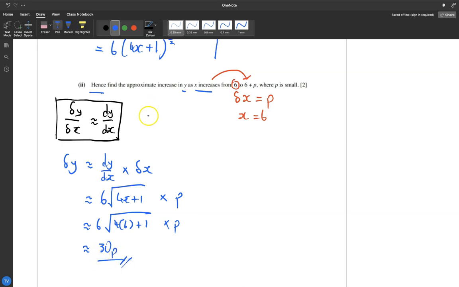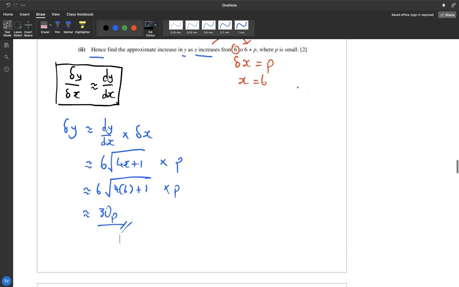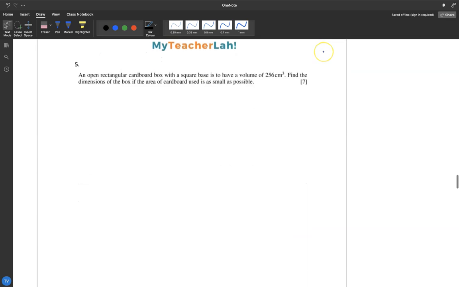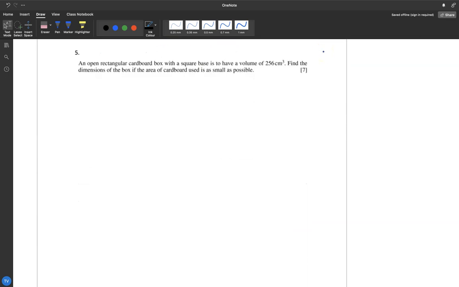If you notice, I just spent a lot of time explaining, but if you know what you're doing, you can actually do this within 2 minutes. 2 marks, 2 minutes or less. Okay, we're halfway there, finally.